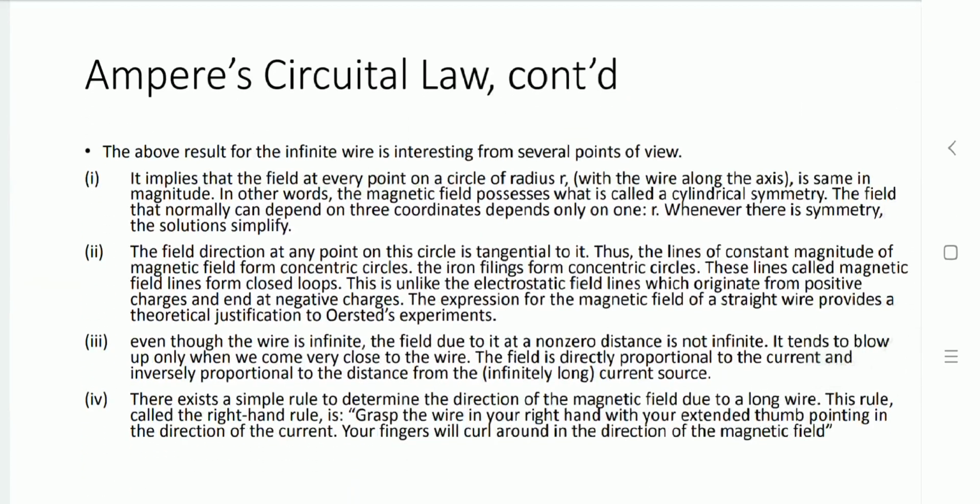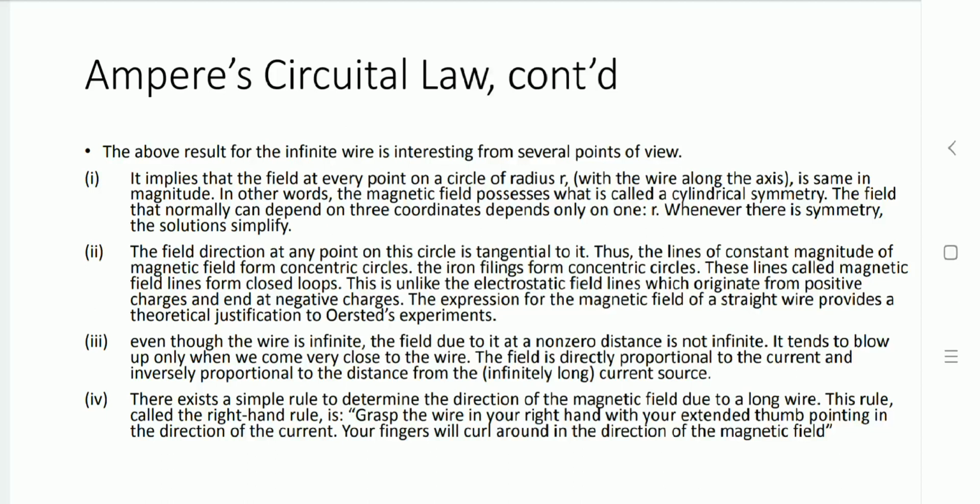By having that equation, we can go through four results. First, it implies that the field at every point on the circle with radius r is the same in magnitude. So over the circle, at any point, the magnitude of the magnetic field remains the same. It shows the cylindrical symmetry property, where the coordinates depend only on the radius r of the circle, with the tangential component of the magnetic field at the point.